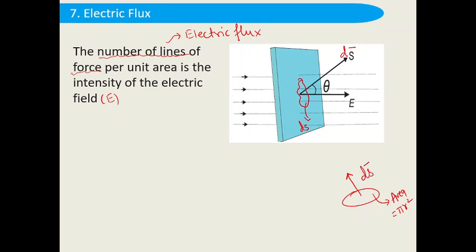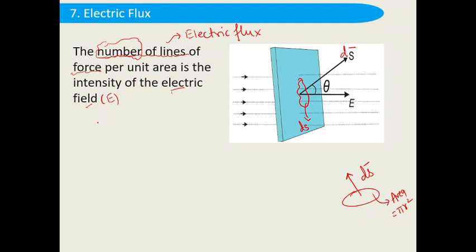So the number of lines of forces: number does not have any direction. Number is a pure number, that means it is a magnitude. Number means magnitude, it does not have direction. So that means electric flux is a scalar quantity. Area is a vector quantity. Electric field is a vector quantity. That means a scalar product will be there.